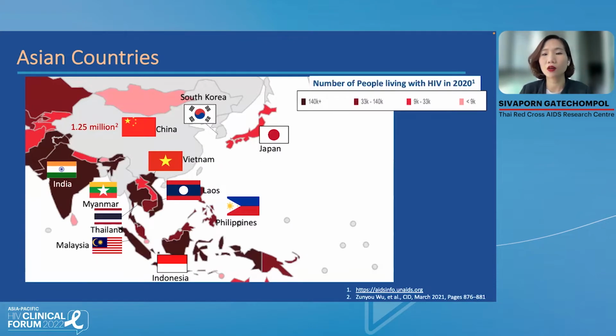Since there are about 50 countries in Asia, in this presentation I will focus on the guidelines from the countries that have high prevalence of HIV. This graphic shows the number of people living with HIV in 2020 in this region. For example, China has 1.25 million people with HIV, and you can see in the dark brown color the countries with more than 140,000 people living with HIV, for example India, Thailand, Vietnam, and Indonesia.